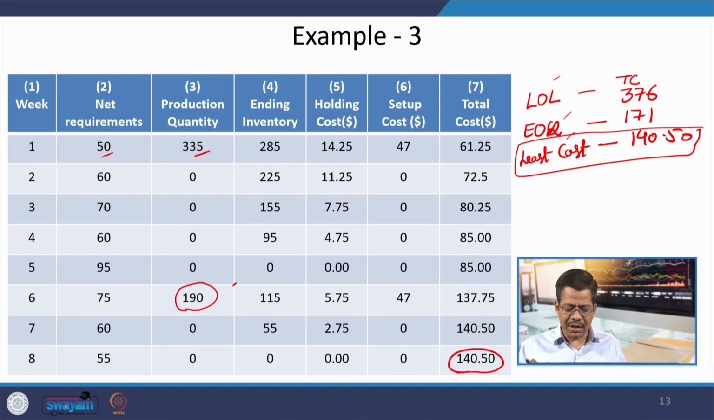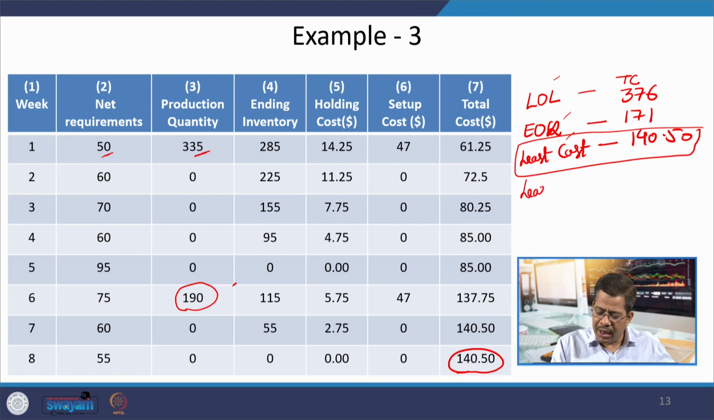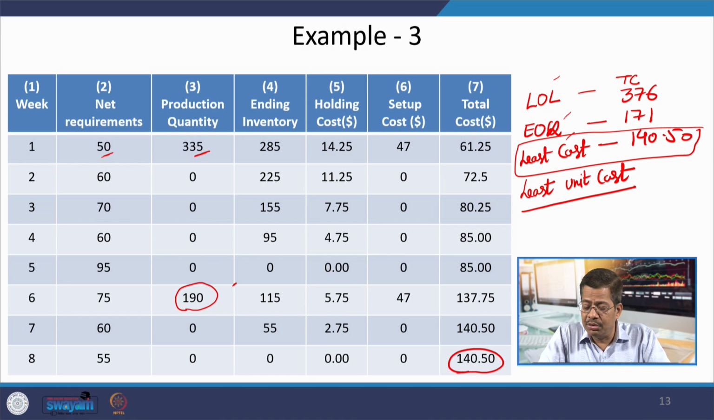So, with this we would like to conclude, and we leave one question unanswered for you as part of your homework, where you do this least unit cost calculation. See whether, and let me tell you, there is no hard and fast rule that every time EOQ is going to be inferior to least cost, and every time LFL is going to be inferior to all these. It depends upon relative values of holding cost and ordering cost.